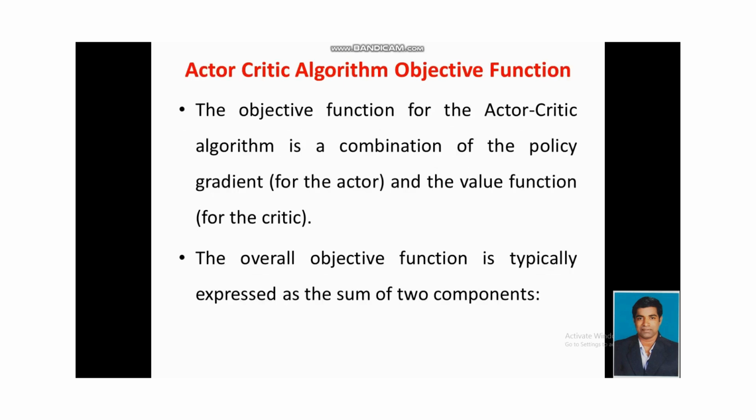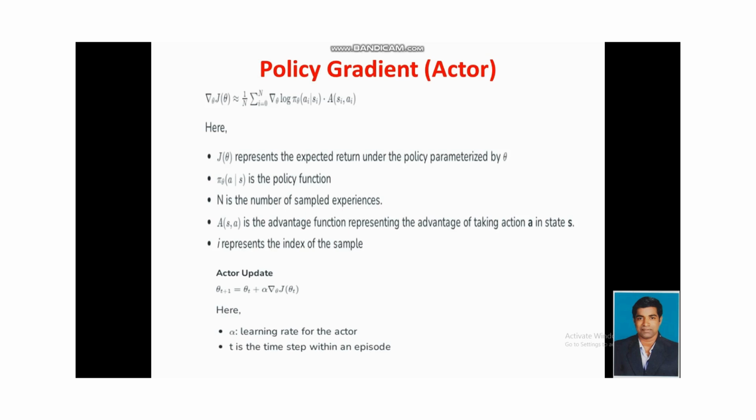Actor critic algorithm objective function. The objective function for the actor critic algorithm is a combination of the policy gradient for the actor and the value function for the critic. The overall objective function is typically expressed as the sum of the two components. One is the policy gradient, the actor. Here gradient of J(theta), that is the gradient of the objective function, is approximately 1 by N into summation i equal to 0 to N, gradient theta into logarithm of pi theta of a_i given s_i, into A of s_i comma a_i.